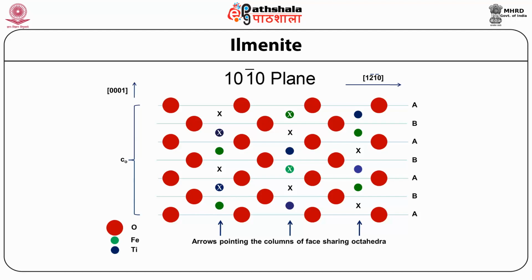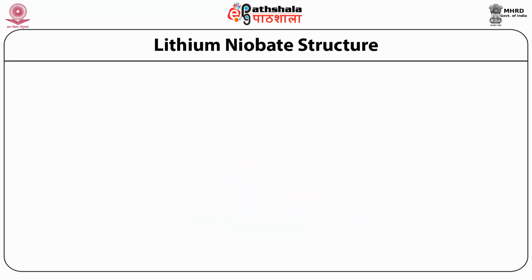However, the crosses correspond to the vacant octahedral sites. The arrows point to the columns of face-sharing octahedra. Now let us discuss lithium niobate structures.